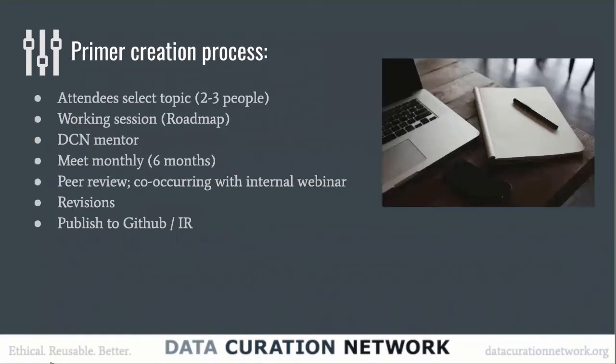So this is just an overview of the primer curation process. Attendees, typically 2 to 3 groups. We've had people work just one-on-one. I think our WordPress one was just one individual, which is really amazing. At the actual workshop, they spend time developing a roadmap for the next 6 months, an outline of what they hope to accomplish, and then they're assigned a DCN mentor. So this is somebody within the education initiative who has agreed to facilitate this primer development process.